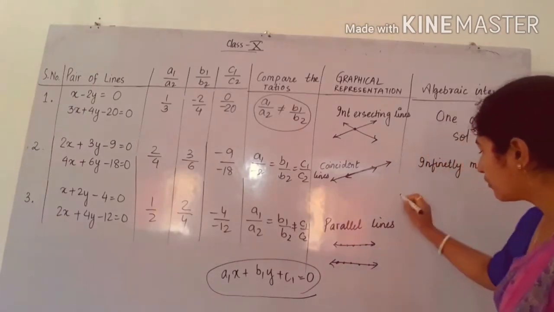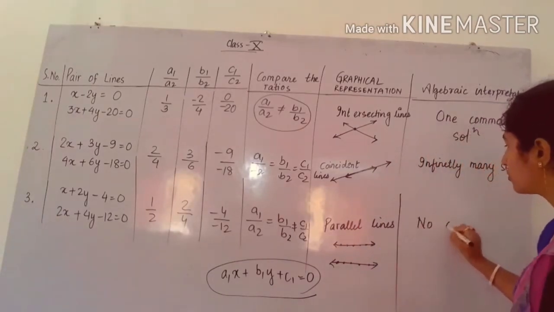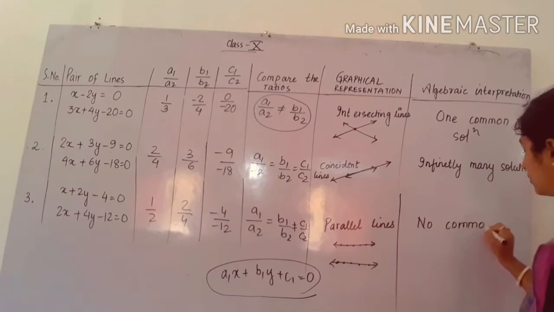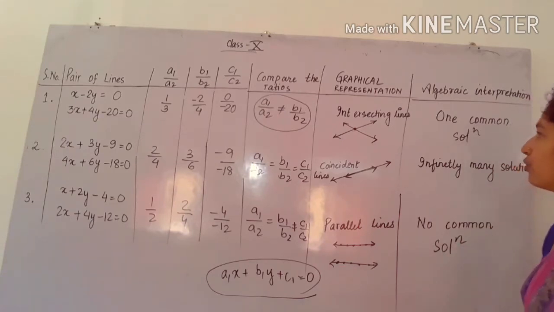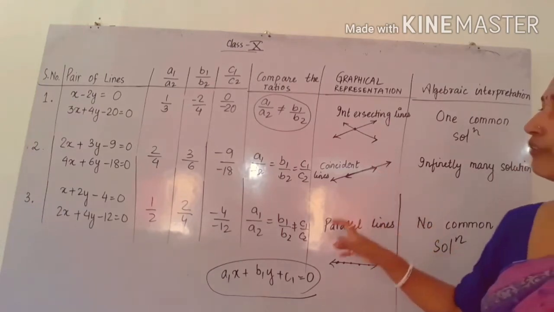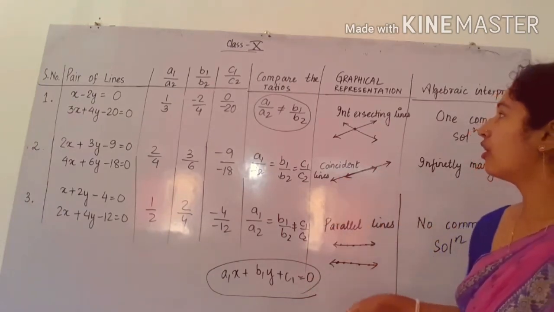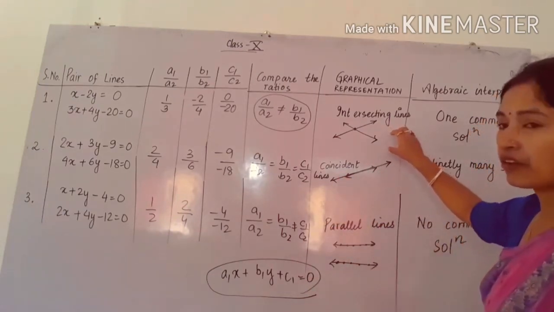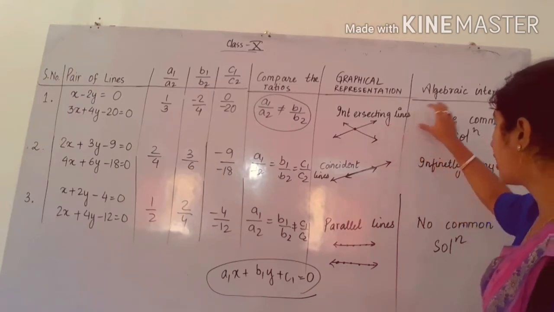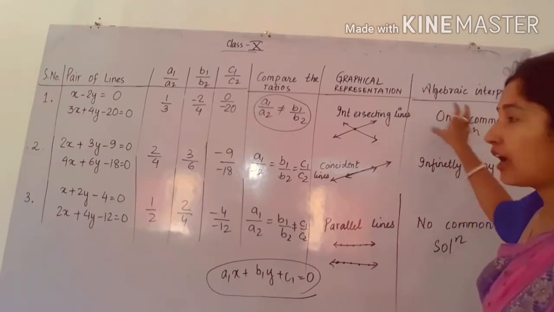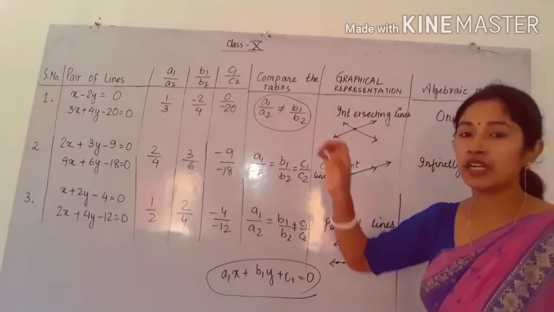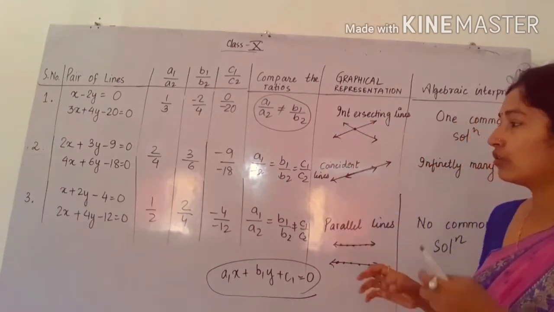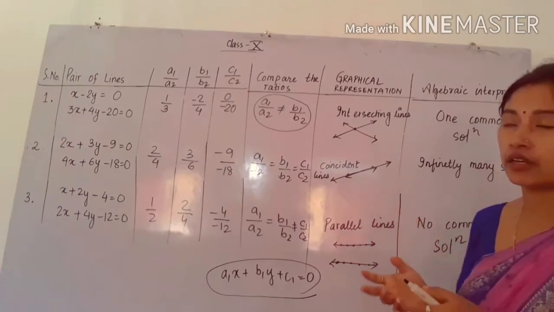So here what do we have to write? There will be no common solution, or simply you can write no solution. So this condition you have to remember for finding the solution and for knowing the graphical representation of the straight lines. So this is just the condition.